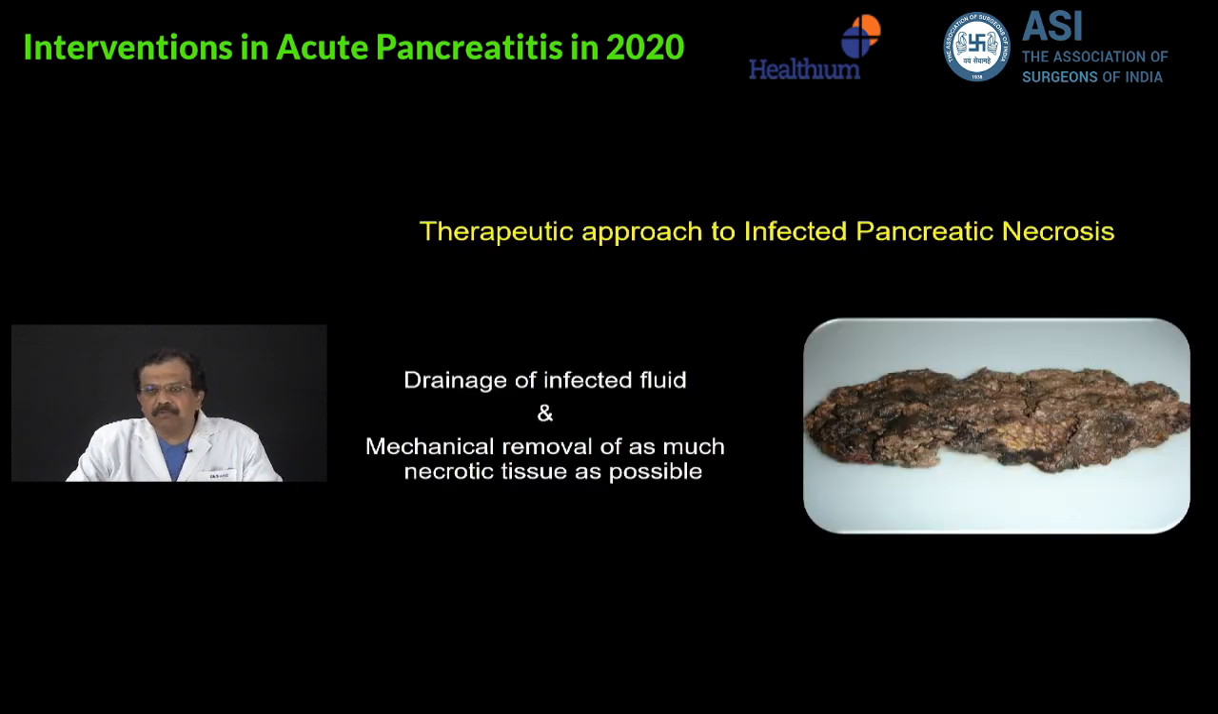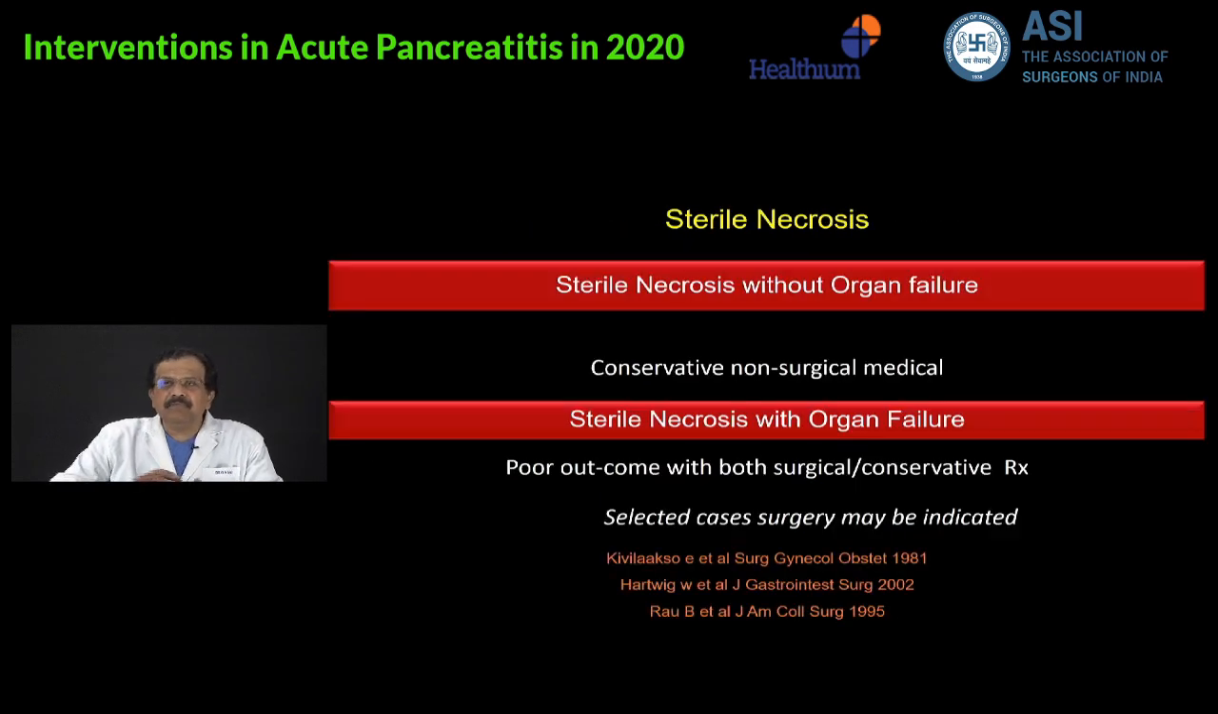The therapeutic approach should be to drain as much of the infected fluid as possible, and you should be able to mechanically remove as much of the necrotic tissue as possible. Now, there is a component called sterile necrosis. Sterile necrosis without organ failure.